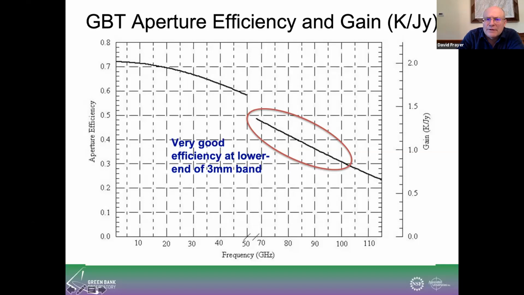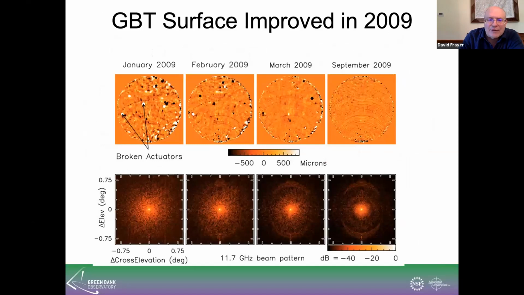The biggest improvements were made in 2009 when they finally got the telescope working well enough that they could observe and see that some actuators were not set right. So these were broken, and they worked on all the actuators. This is an effective picture of the dish, basically a projection. They went from a noisy dish to a clean dish, and this is the effective beam of a point source. It went from a big point source to a more compact point source as the dish improved.